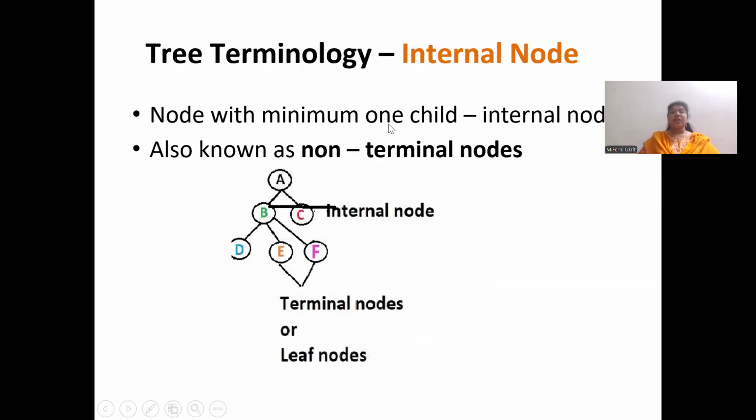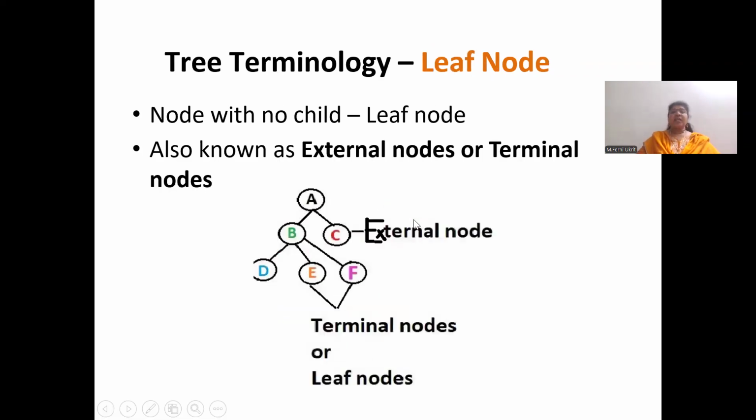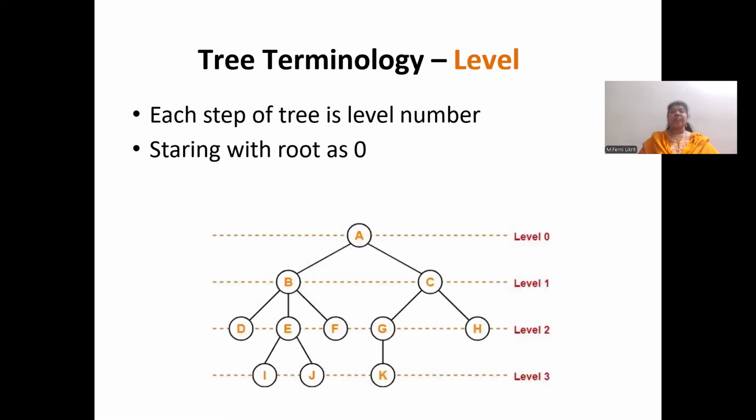Next is internal node, with a minimum of one child. At least one child should be there. That is called an internal node. So B is having a child, so it is an internal node. And leaf node means a node which does not have any children. It is also called an external node. C is not having any child. Similarly, D, E, F are not having any child. So they are called terminal nodes, or leaf nodes, or external nodes.